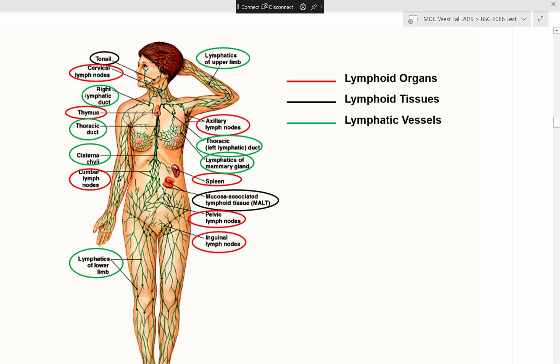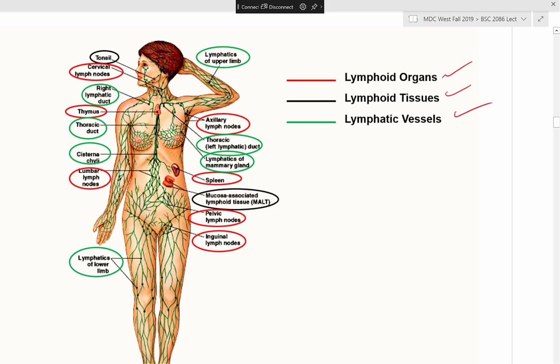So here you have your lymphoid organs, which is all in red. And you have what? Cervical lymph nodes, your thymus, your lumbar lymph nodes, your spleen, your pelvic lymph nodes, axillary lymph nodes, inguinal lymph nodes, right? All those. You have your lymphoid tissue, and you have your lymphatic vessels that you can see there in that image.